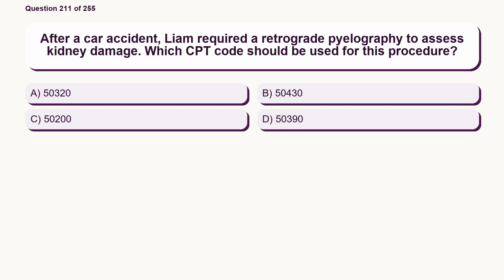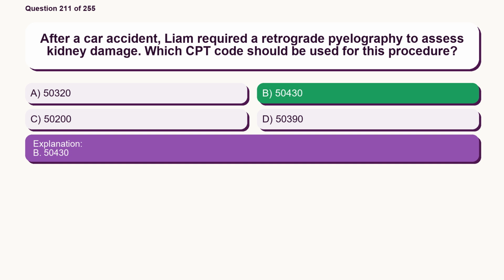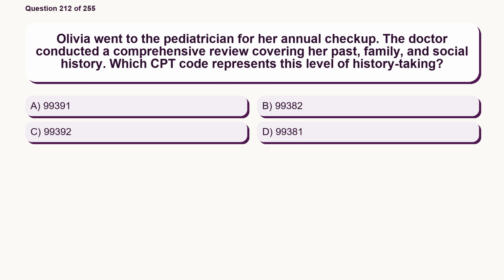After a car accident, Liam required a retrograde pyelography to assess kidney damage. Which CPT code should be used for this procedure? Option A, 50,320. Option B, 50,430. Option C, 50,200. Option D, 50,390. The correct answer is option B, 50,430. Question 212.